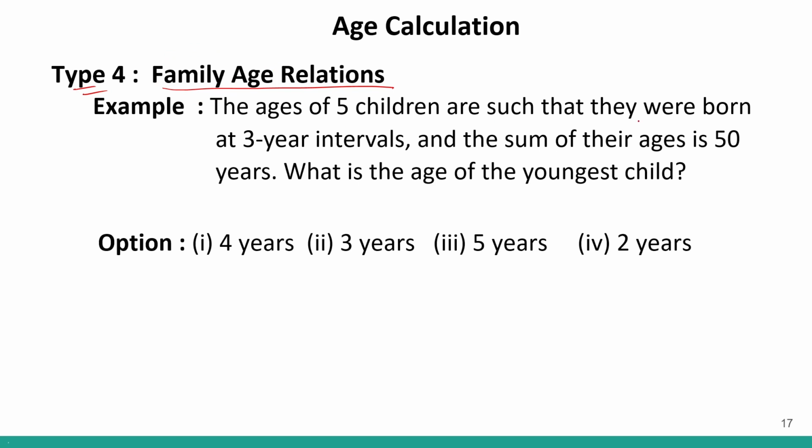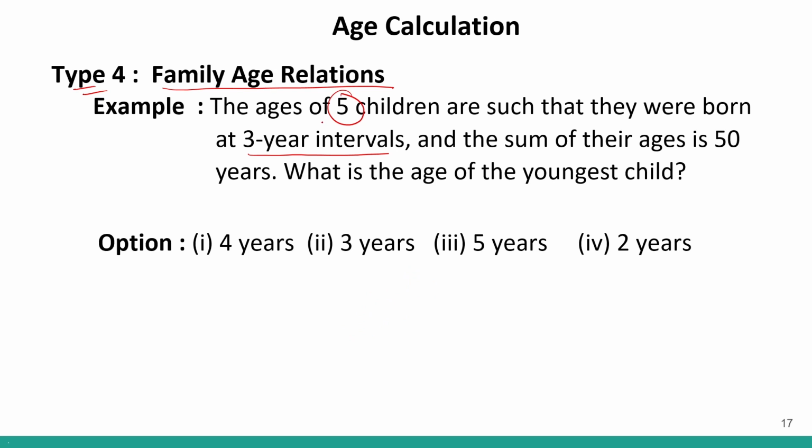The ages of 5 children are such that they were born at 3 years intervals. So 5 kids were born. Okay, one kid was born, let's say in 2000. Then the next kid was born in 2003. Next kid was born in 2006. So each kid was born at an interval of 3 years, plus 3. The years we don't know. I am just assuming, just to give you an example. We just know that each child was born at an interval of 3 years.